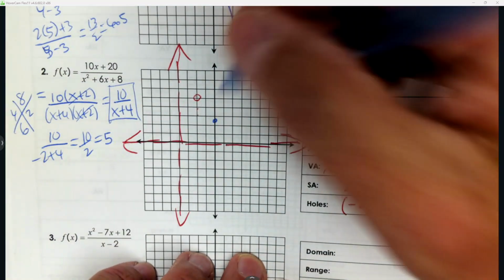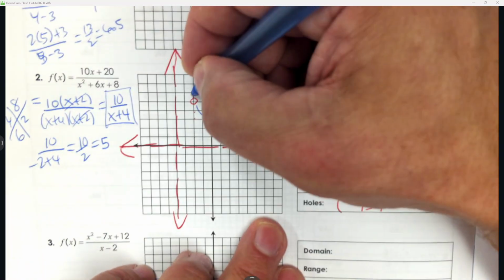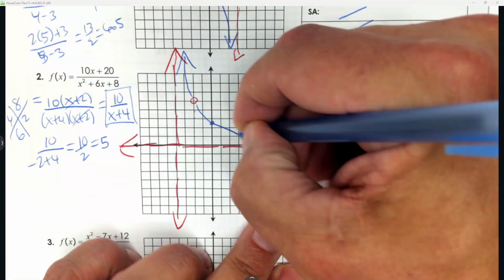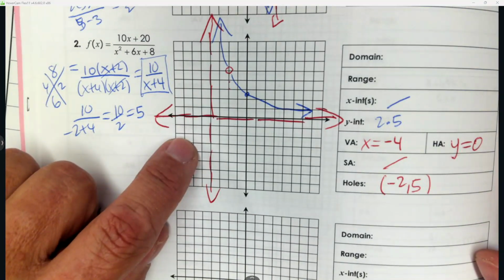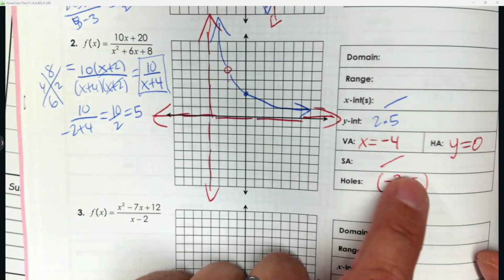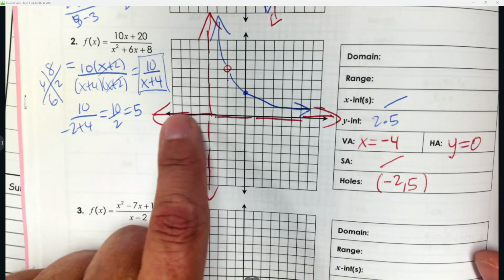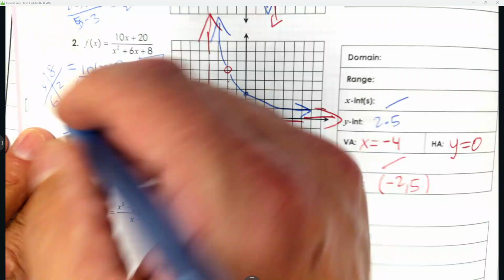All right, so I already have 2 here that I'm going to connect. So the y-intercept and the hole, I'm going to connect and curve. I need a point here to curve. So the vertical asymptote is at -4. I'm going to pick a number to the left of that. So I'm going to pick -5.